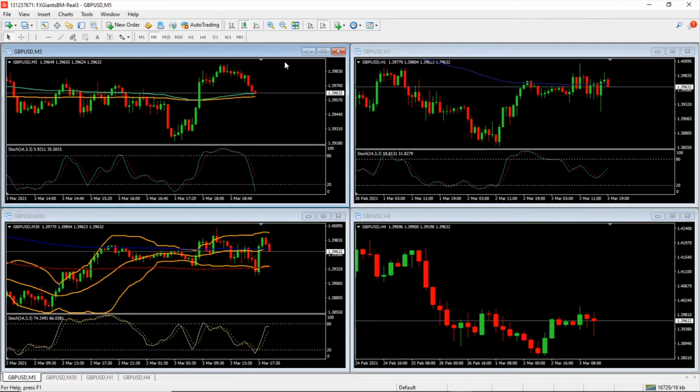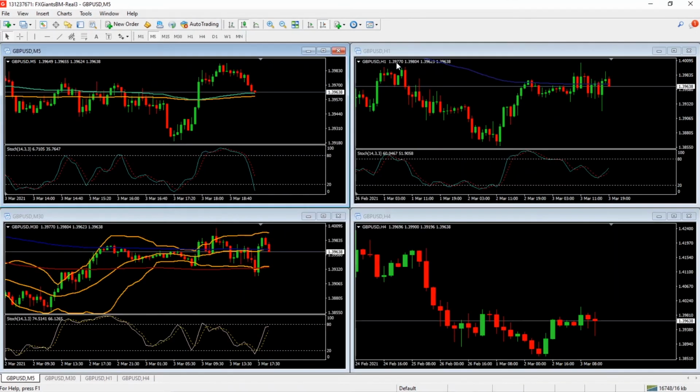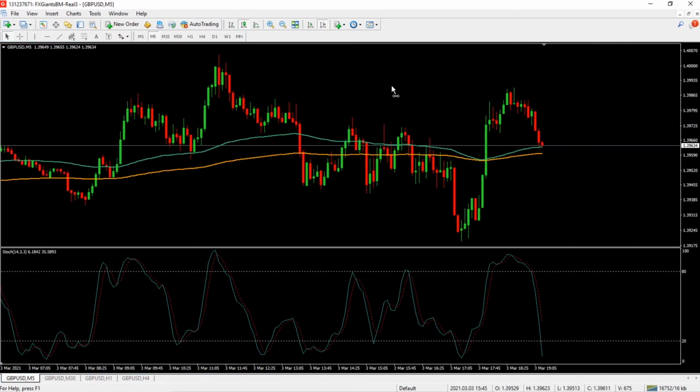Take for instance, only focusing on the 5 minute time frame. Looking at this chart, you'll feel it's a downtrend, but it's not. If you place your trade as a down trade, you're going to lose. This is the reason why some people lose money. They focus on a single time frame.